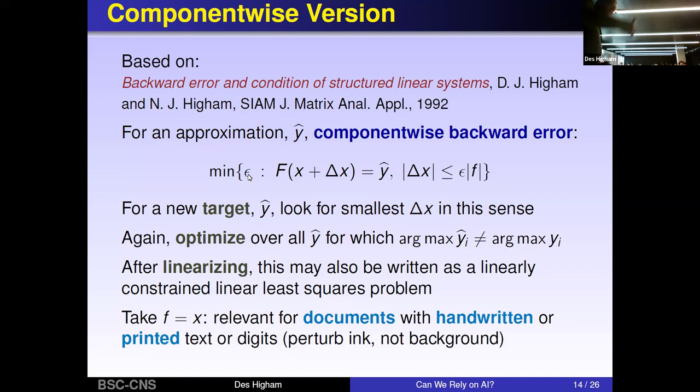We're going to take f equal to x. So our reference vector is the image itself. That means that for every pixel in the image, we're allowed to perturb it relative to its current value. So looking component-wise along all the pixels, essentially putting a mask on, if you like, each component-wise perturbation. In particular, if you have a background with zero values for the pixels, then those zero values can't change. You can't change a zero to a non-zero. And if it's a small number, then you can't change it very much. So this is relevant to handwritten text, for example. If there's a white background, we're not allowed to change the white background according to this constraint.